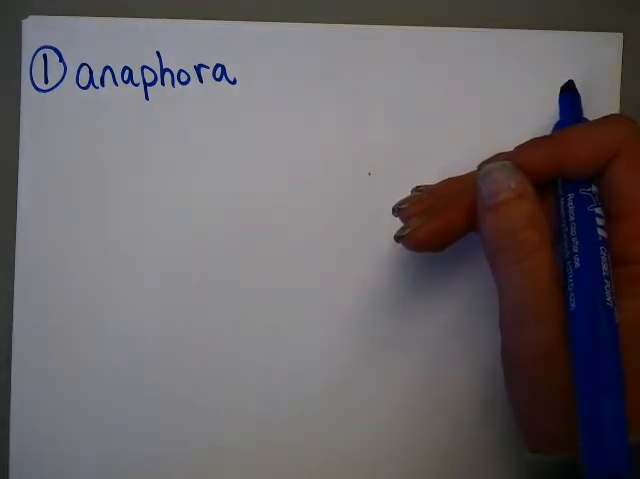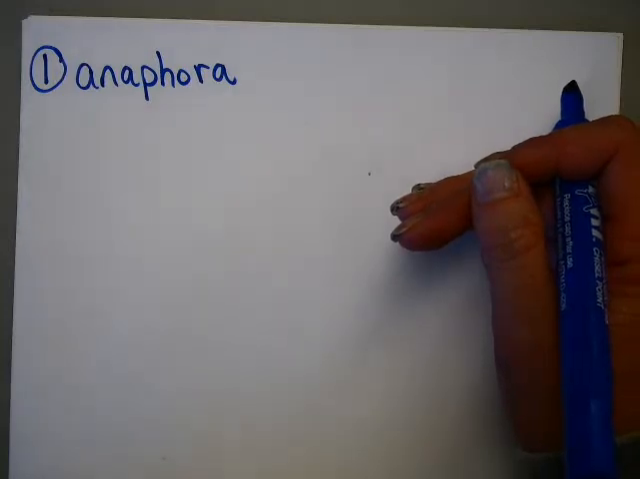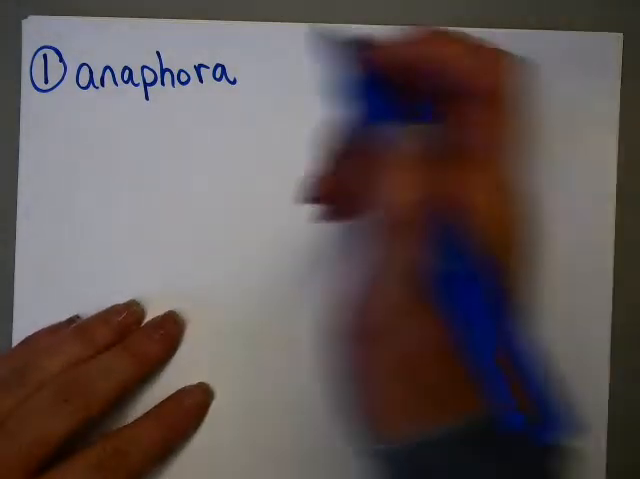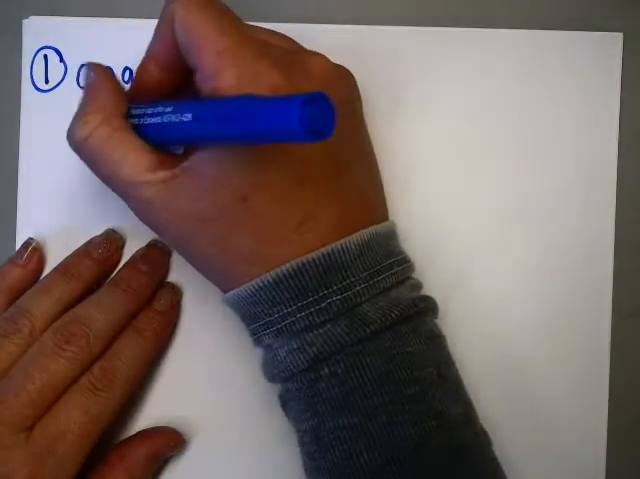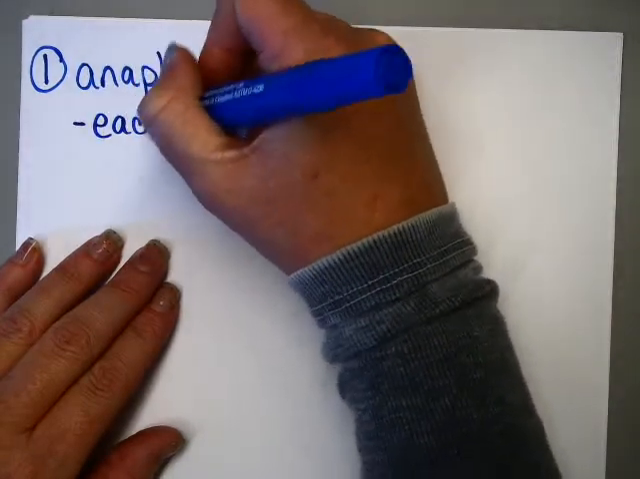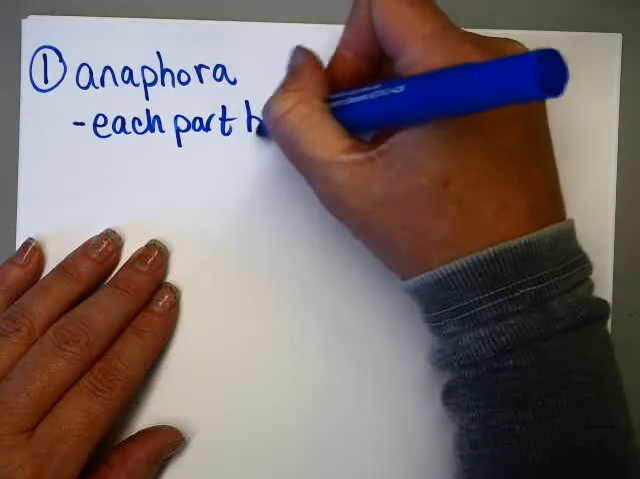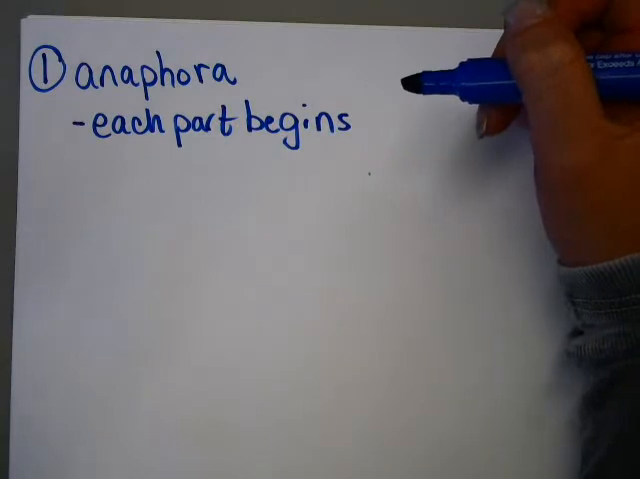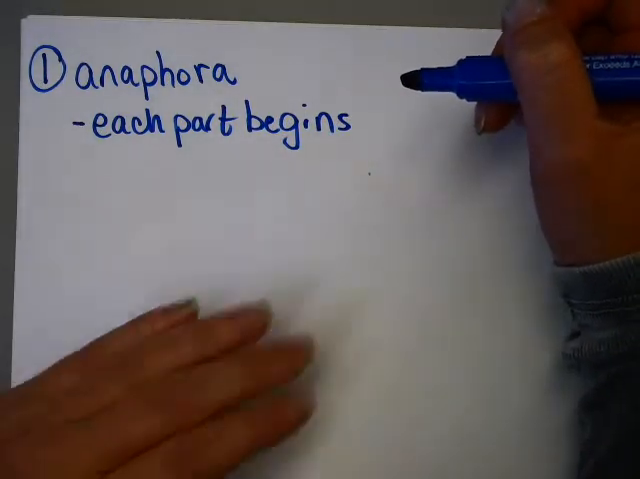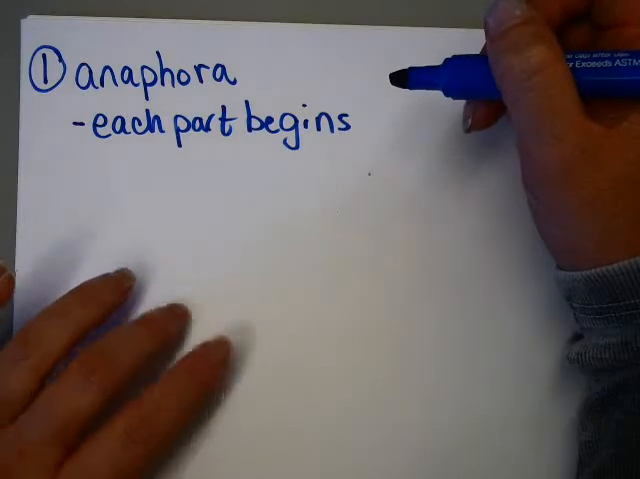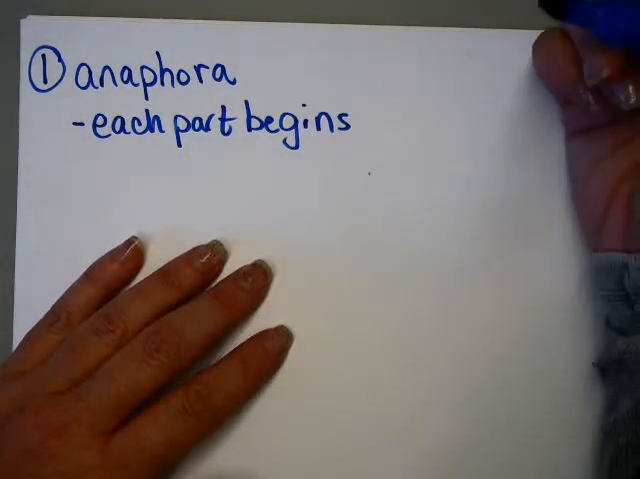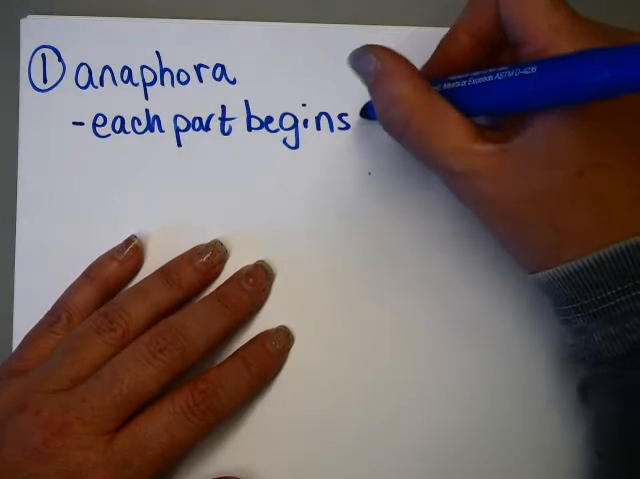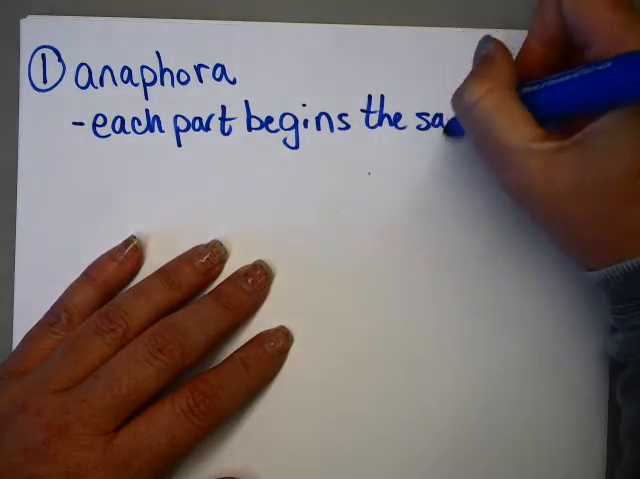So anaphora, this is something that Martin Luther King was very fond of using in his speeches. A lot of authors tend to use these. In fact, Dr. Seuss from Green Eggs and Ham used this particular device. So anaphora is basically when each part of a sentence begins the same way. And it doesn't necessarily have to be just a sentence. It could be that every paragraph in a particular text begins the same way. So it's usually at least the first one or two words that are repeated there. So this is just a fancy type of repetition. Each part begins the same way. Again, this is called anaphora.